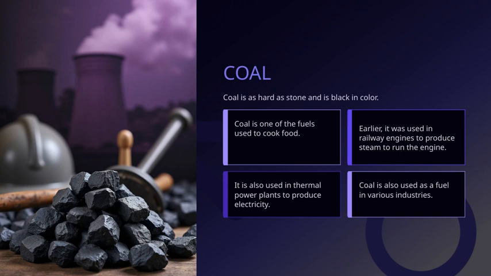Beyond cooking, coal is also crucial in generating electricity. Thermal power plants burn coal to produce the power that lights up our homes and powers industries. You might also find it interesting that, historically, coal was used in railway engines. Steam engines ran on coal, which produced the steam needed to move the trains. And it doesn't stop there. Coal is used as a fuel in various industries, supporting manufacturing processes and other industrial activities.